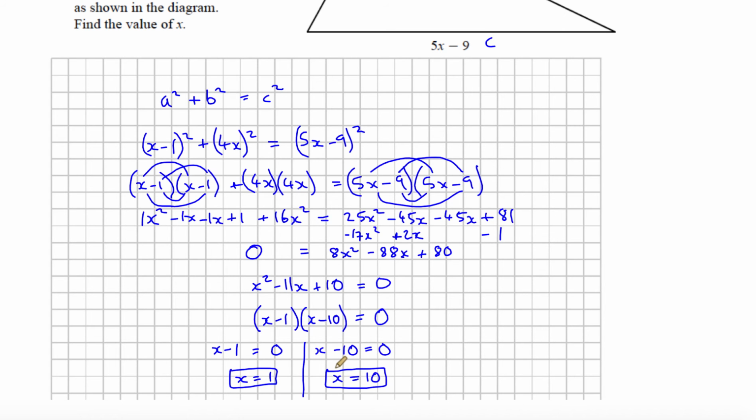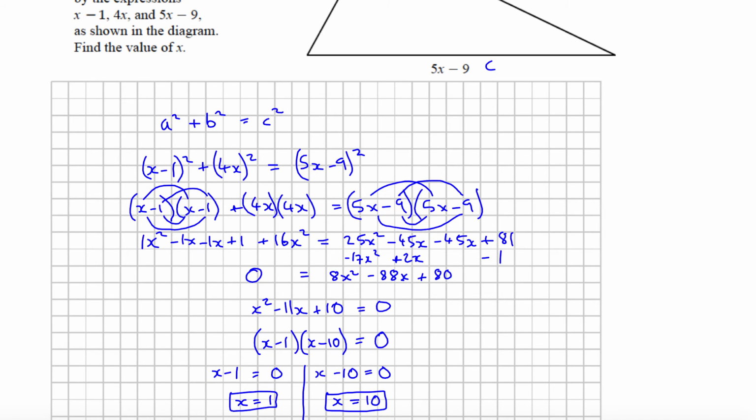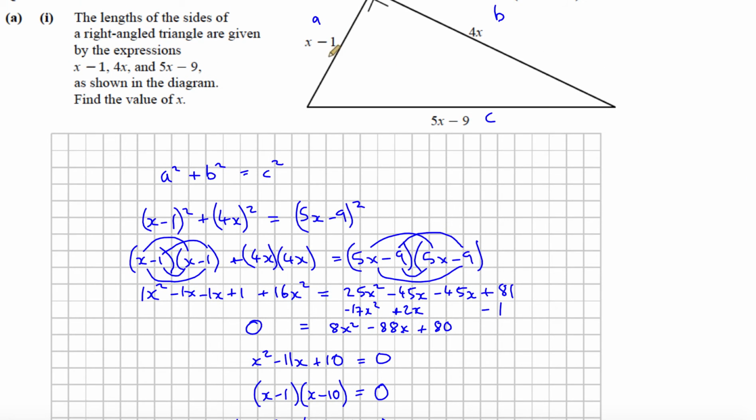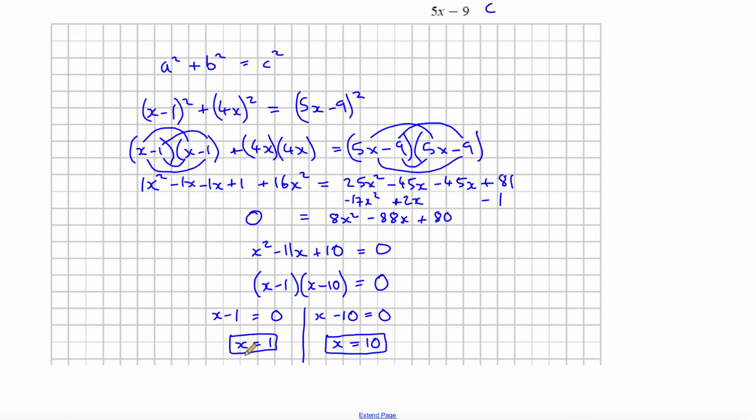Okay, so the only thing then remains to do is to see if these answers are realistic. Now, if x was 1, well then the side A would be 1 minus 1, which would be 0. So we can't have that. So we can disregard this answer here, because it just won't work in terms of the question. So our answer is x equals 10.